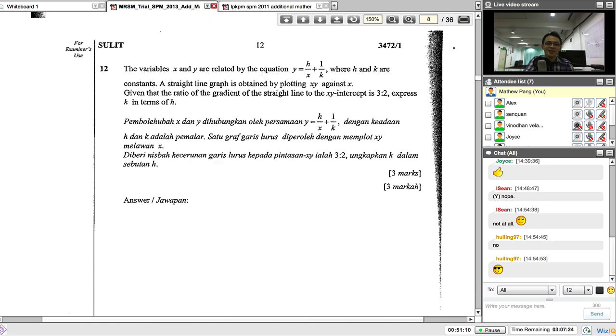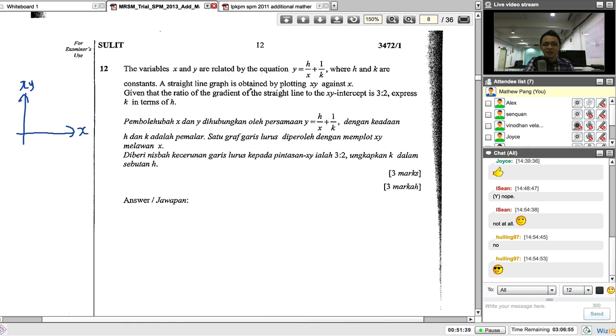Alright, what is this? When I see something like this, I think it's linear law. He gives you the equation, and then a straight line graph is obtained by plotting xy against x. So yes, linear law, he always will give you this one. Let me just sketch out. This is xy against x.